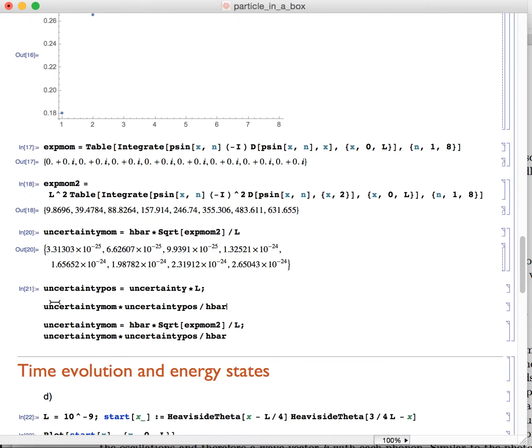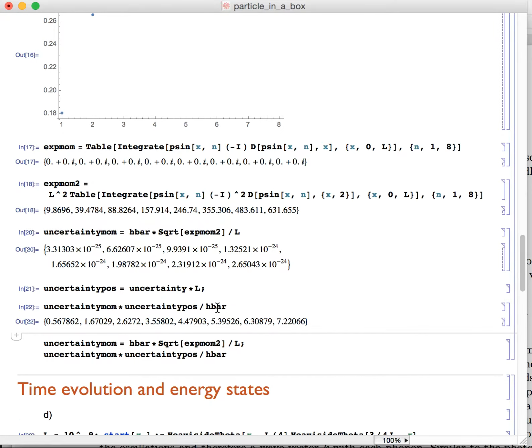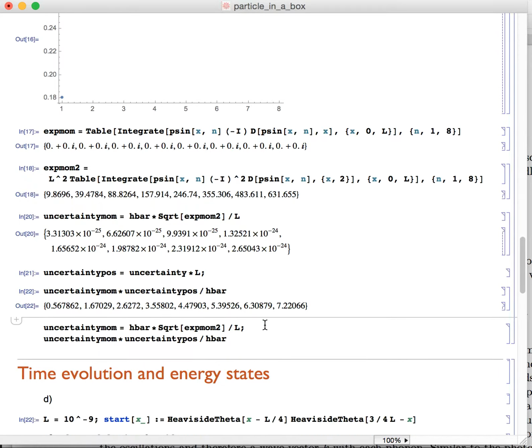We can multiply the uncertainty in momentum with the uncertainty in the position and divide it by a factor of h bar. And then we see that again the lowest state gets pretty close to the lowest bound of 0.5, while for the higher states, the product of the two uncertainties is actually way above the Heisenberg bound.